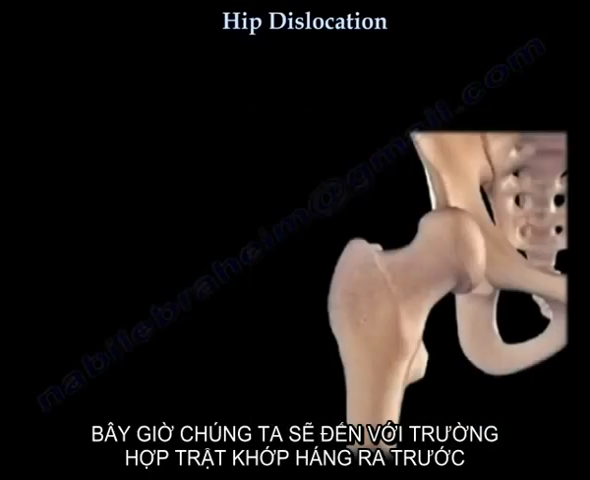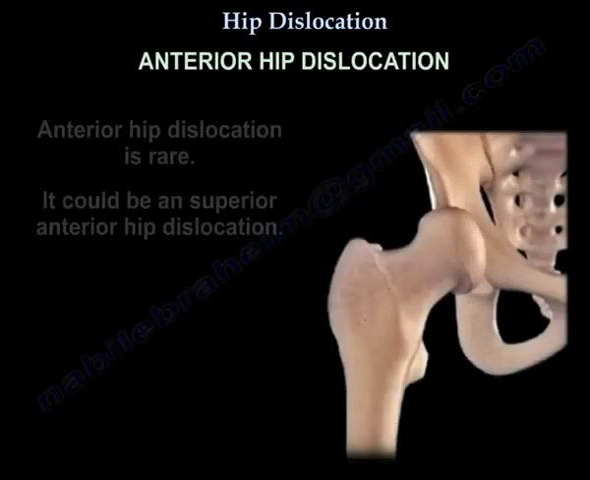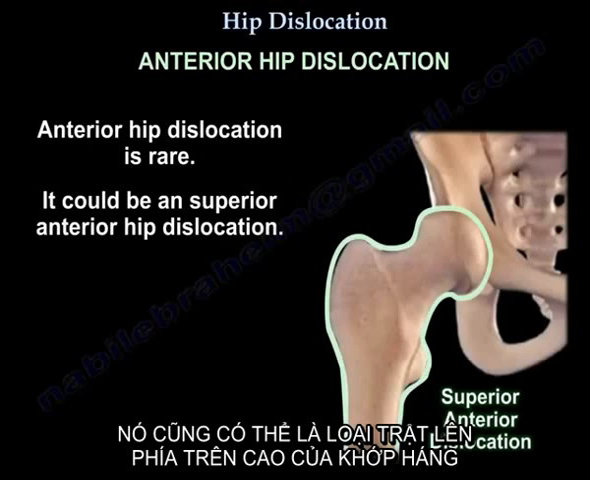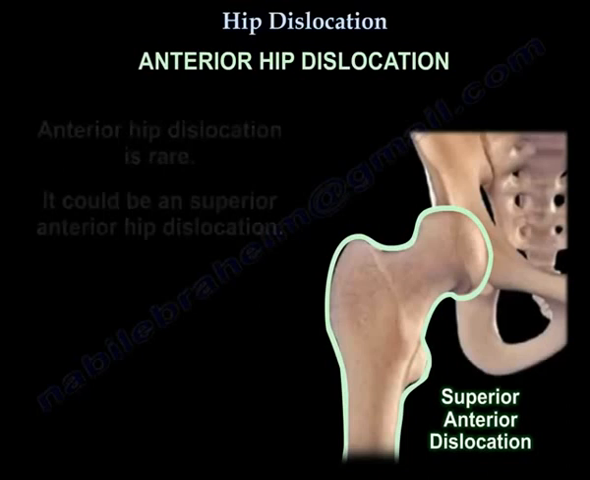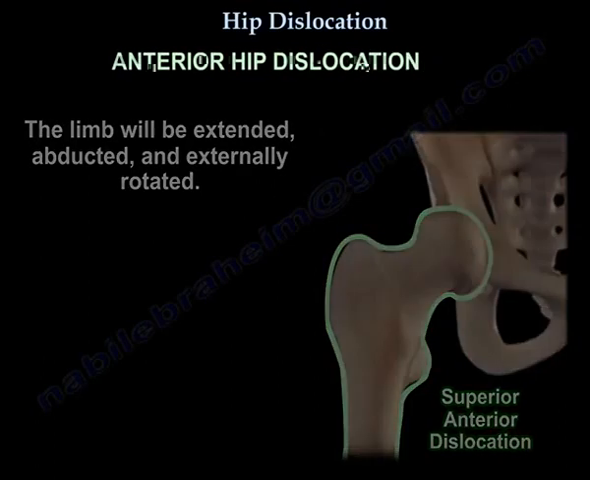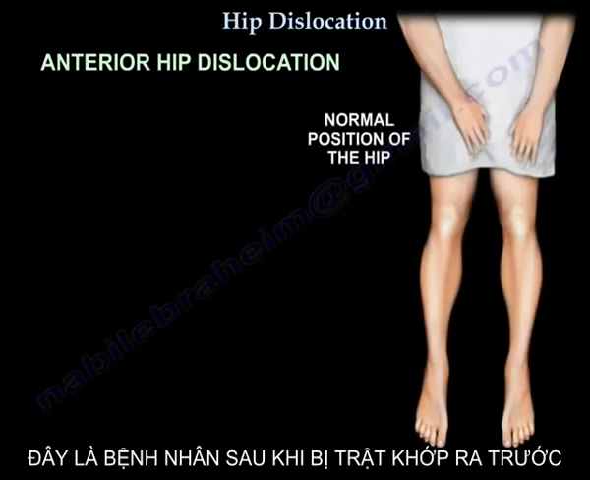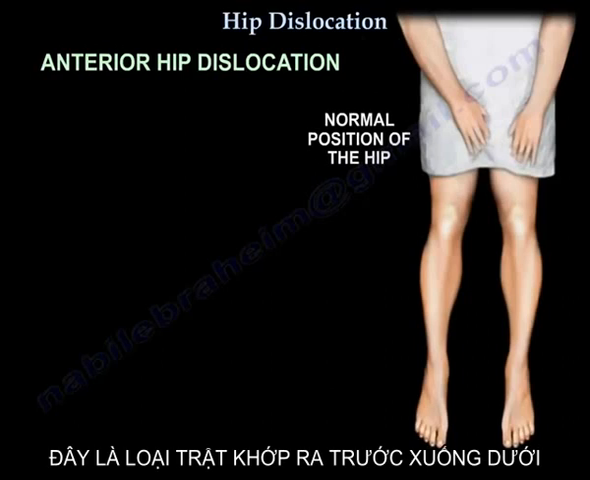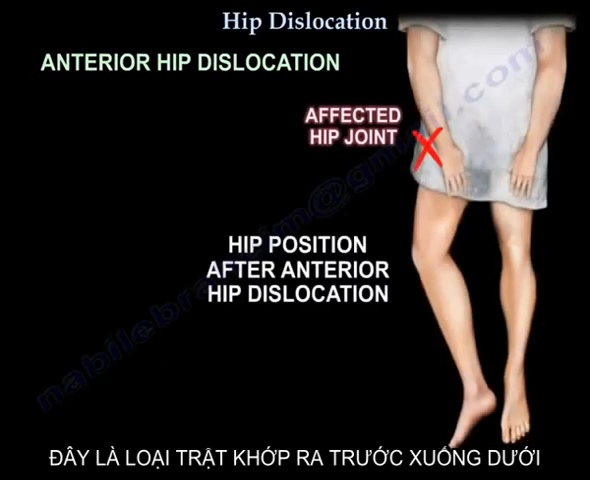Now we go to the anterior hip dislocation. It is rare. It could be a superior anterior hip dislocation. The limb will be extended, abducted, and externally rotated. Here is a normal position of the hip. This is the hip position after anterior hip dislocation.